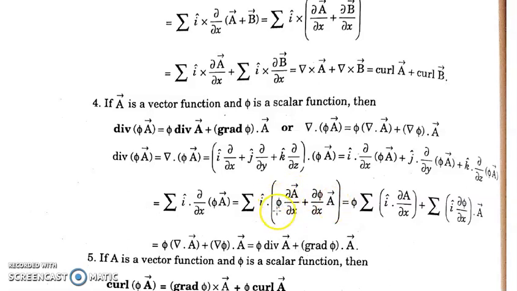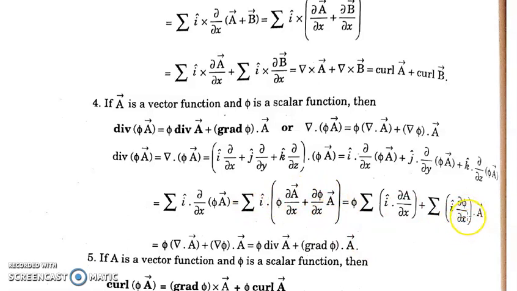In the dot product, phi is a scalar function. So phi can be taken common. So phi comes outside the first summation. So the first summation is phi into summation I dot dou A by dou x. Now the second summation, we need to get in the form del phi. So take this dou phi by dou x together with I.